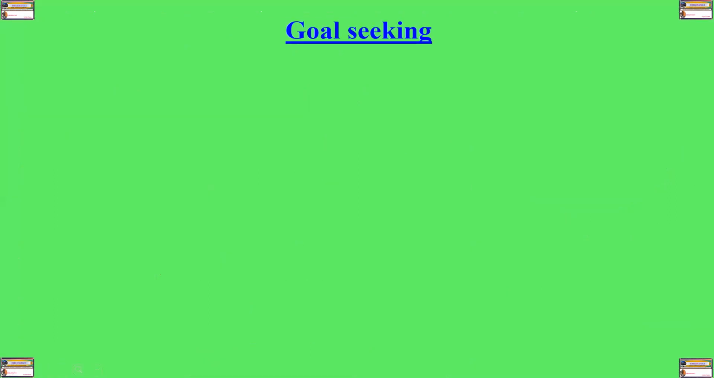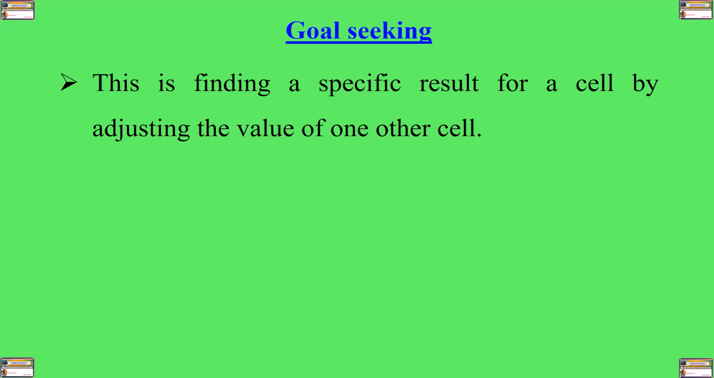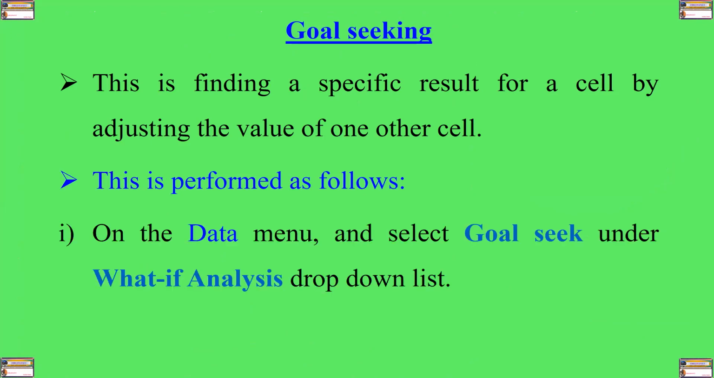What is goal seeking? Goal seeking is finding a specific result for a cell by adjusting the value of one other cell. This is performed as follows. Number 1, click on the Data menu, and then select Goal Seek in the What-If Analysis drop-down list.